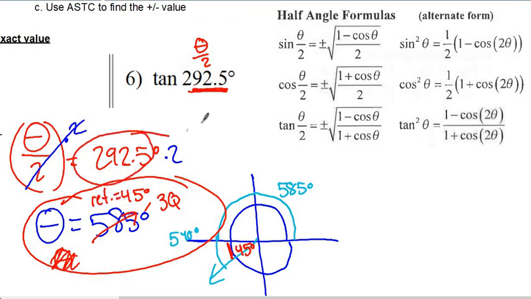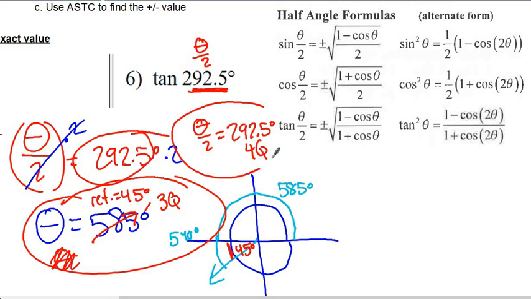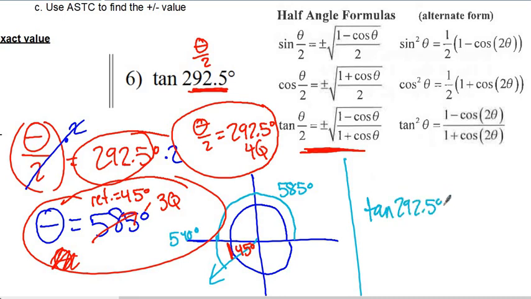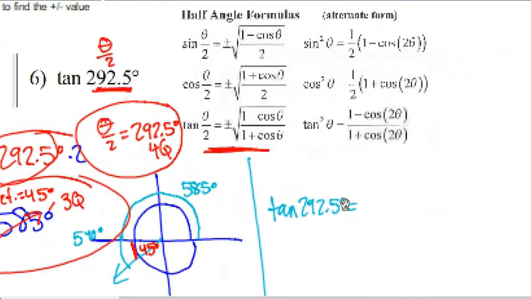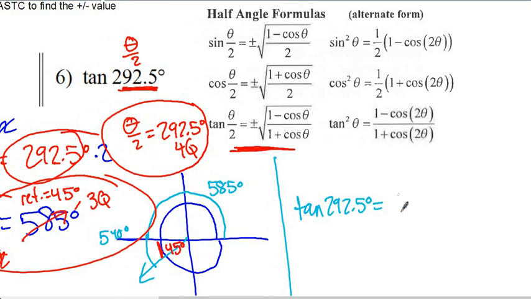This angle, which is theta over 2, is this, and 292.5 puts us in the 4th quadrant. So we're going to keep that in mind as we use this formula right here. So let's do that. Tangent of 292.5, that's what theta over 2 is, is going to equal this formula that they give us right here, which is this.